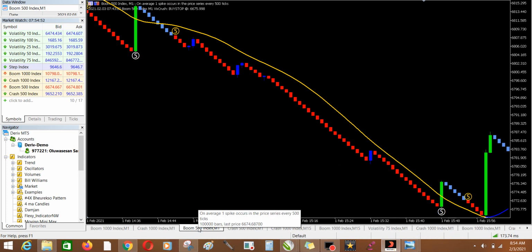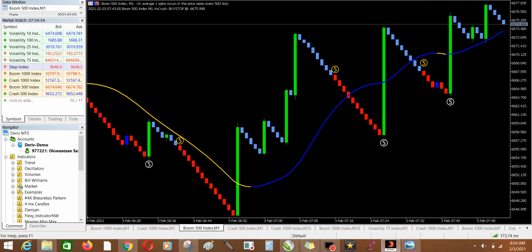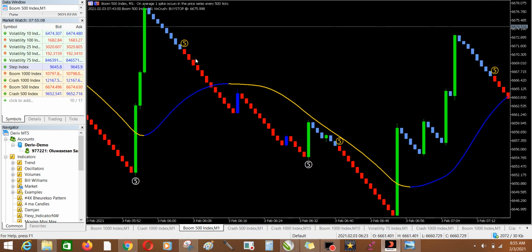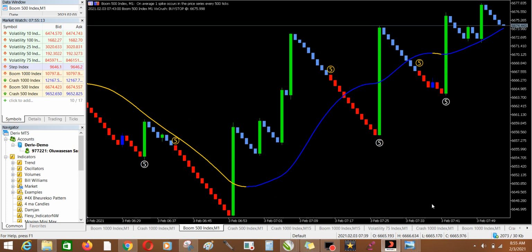So let's check out what we have with boom 500. For boom 500, we will be using the signal indicator. You can see that after getting to this support level, it went back on uptrend after surviving this little downtrend that occurred here. It went back on uptrend, and it's been on uptrend since then. If it breaks out from this line and the line changes from blue to yellow, then we are likely to see a downtrend starting from there. So watch out for that.